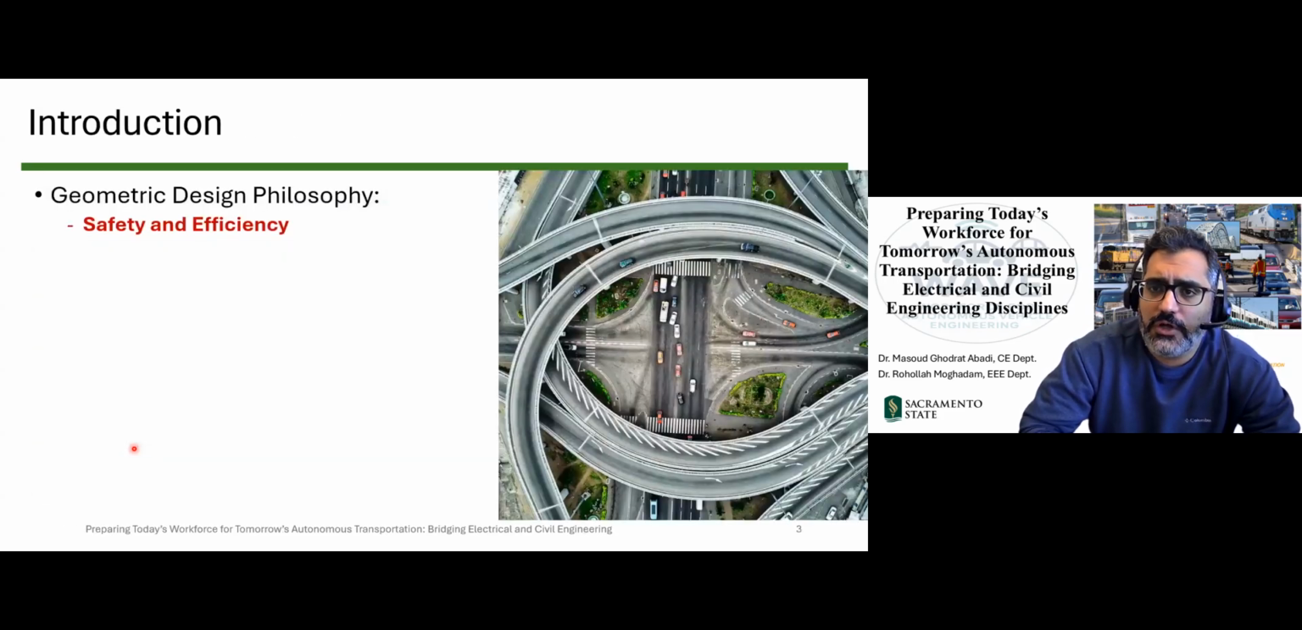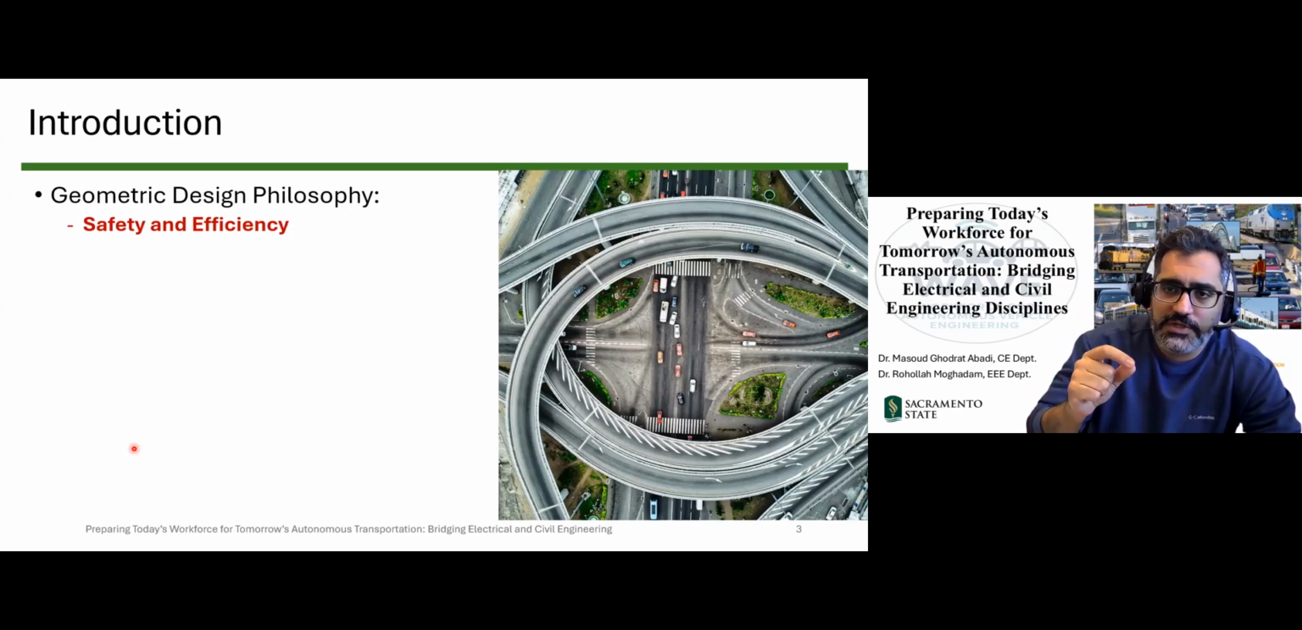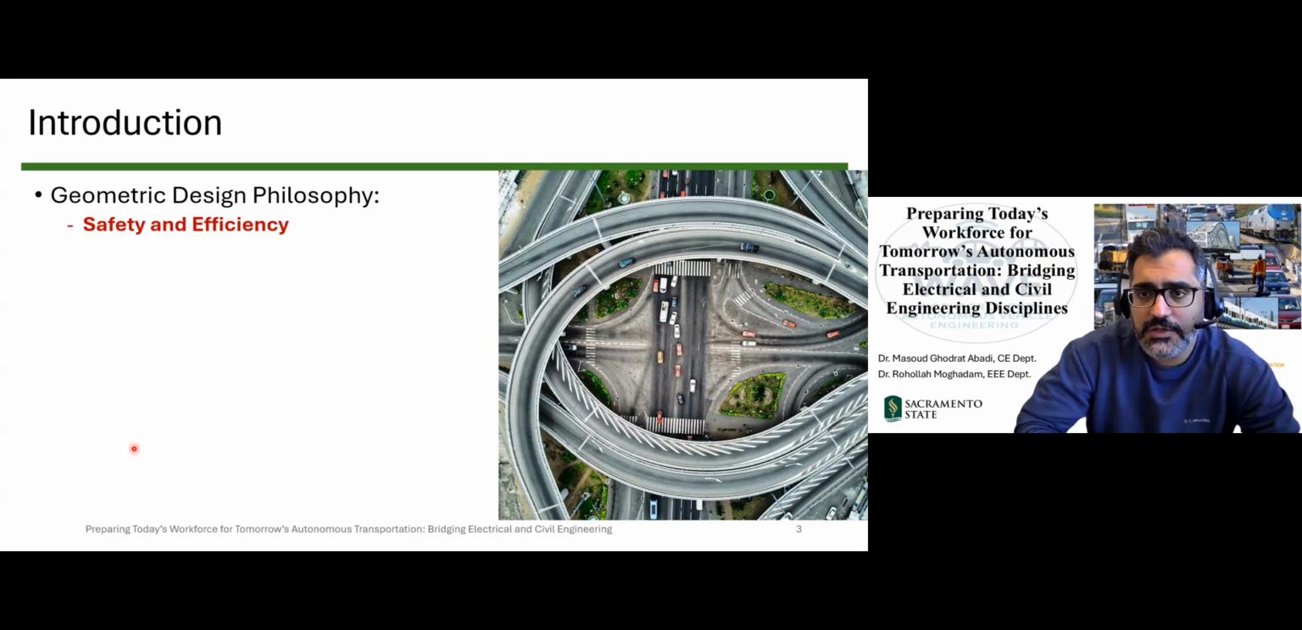With that being said, if we look into the philosophy of geometric design, as I just explained a few minutes ago, I mentioned two keywords when I started our learning objectives. Those two keywords were safety and efficiency. So these are the two themes that stand out when we think of the highway geometric philosophy, the design of the geometry of highways.